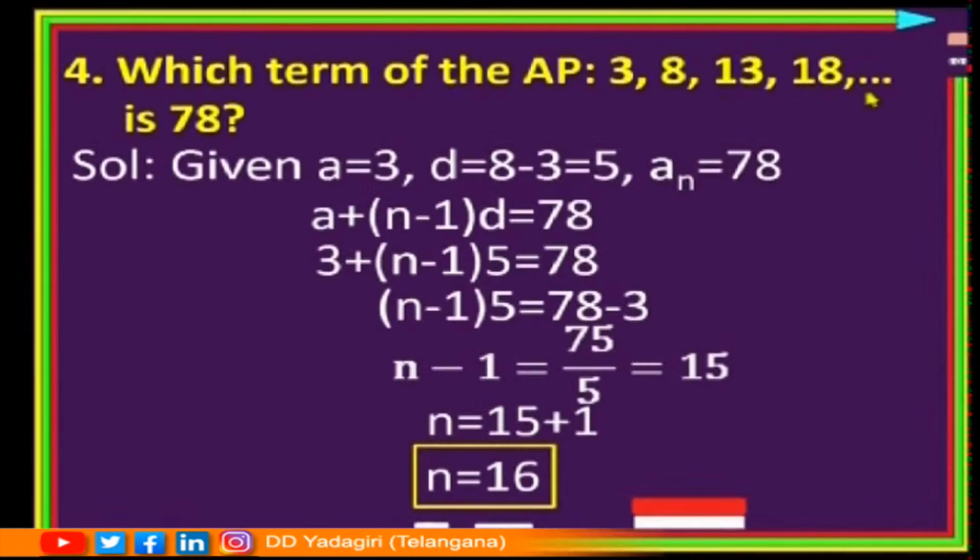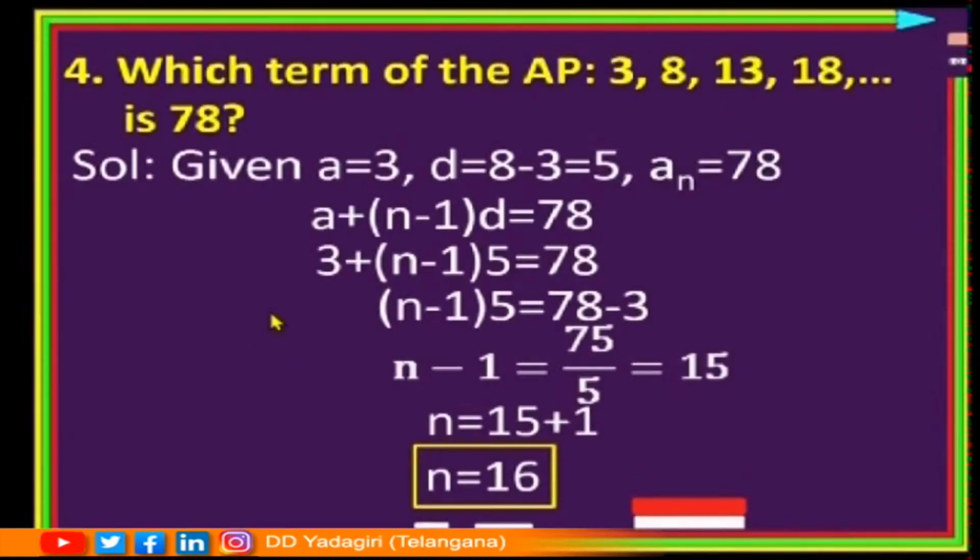Sometimes we may get n value as negative or n value as 0. So in that case, the 78 may not exist. So now I am giving one task to you. Which term of the AP 3, 8, 13, 18 and so on is 77? Take n is equal to 77 and solve it. You will get a fraction or negative number or like that.